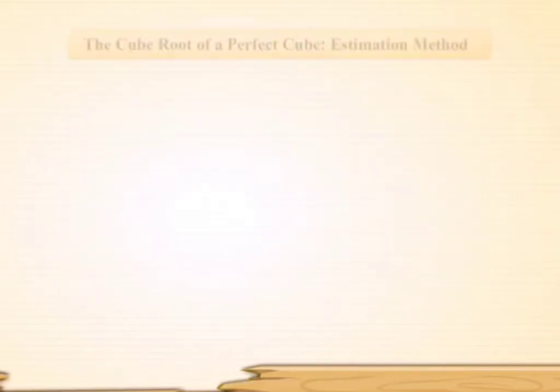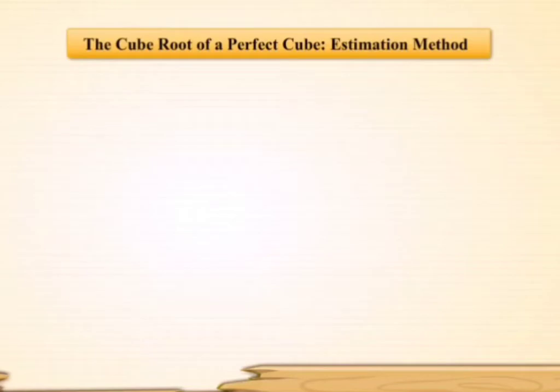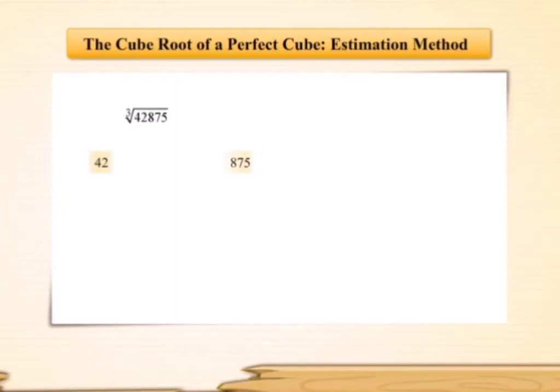You will now learn to use the estimation method to find out the cube root of a perfect cube that lies between 1000 and 10 lakhs. Let's find out the cube root of 42,875. Make groups of 3 digits starting from the units place or right. You get 2 groups of digits. The right group, that is 875, will give the units place of the required cube root, and the left group, that is 42, will give the tens place.